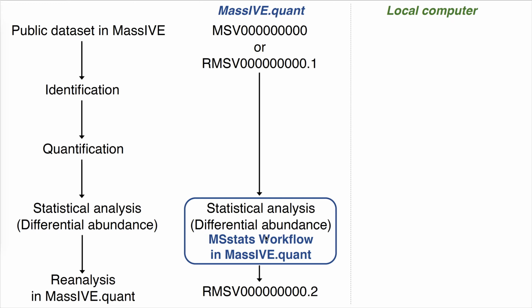This MSstats workflow is already in MassIVE.quant, so you don't need to upload any new file. We can just bring the file from the dataset or reanalysis, go to the MSstats workflow, and then we can get the result. So in this video, we are going to talk about how to import the quantification data from a dataset or another reanalysis, and then use the MSstats workflow in MassIVE.quant for statistical analysis. And in the next video, we are going to talk about how to submit the result of the MSstats workflow as another reanalysis in the same dataset.